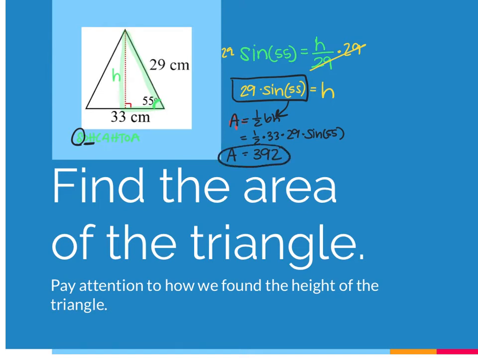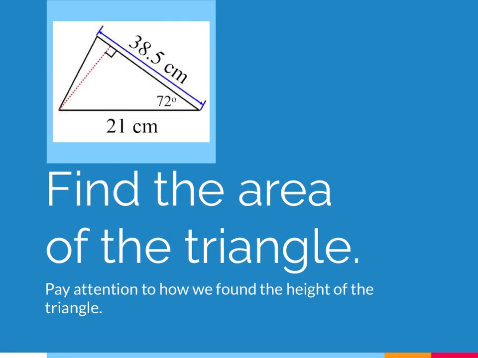Now what I want to point out here is I want you to notice that 33 is one of our sides, 29 is one of our sides, and 55 is the angle measure given. Keep that in your brain. Think about that pattern. We're going to go do another one. Let's take a look at another one.